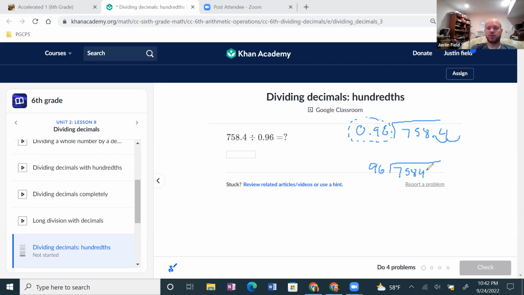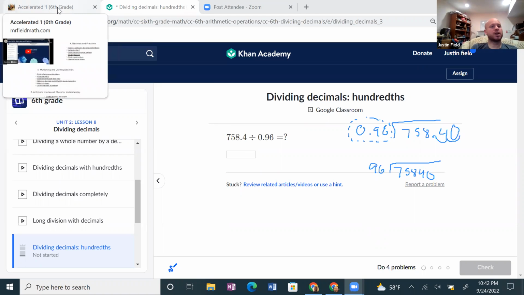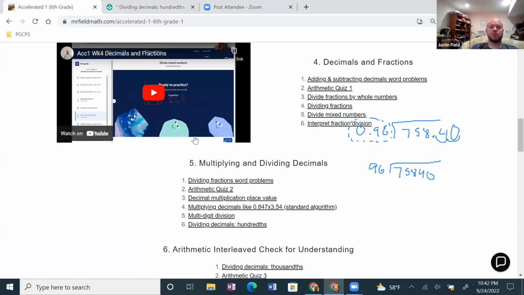But we got to move it another space, so that means there's going to be a 0. So now we have 96 into 75,840, which just turns into a multi-digit division problem, which I will let you do. Okay, this is accelerated 1, and I just did one like that. So that's it.